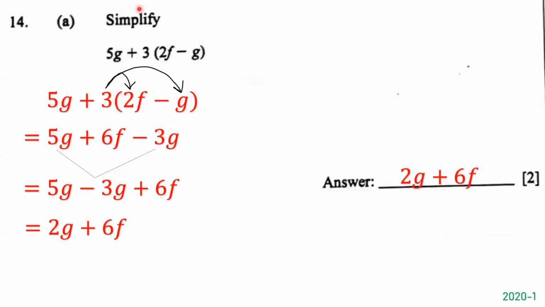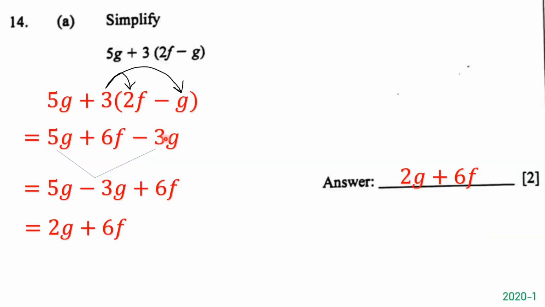Moving right along to the next question here, it says simplify. Notice that we have 5g plus 3, open bracket, 2f minus g. The idea here is that we want to take 3 and multiply it by each term inside the bracket. So what is 3 times 2? Well, 3 times 2 is definitely 6, and we bring down the f. So 3 times 2f is 6f, and then we multiply 3 times g. 3 times g is definitely 3g, and we bring down the negative sign. So we also bring down the 5g and the plus. So we have 5g plus 6f minus 3g.